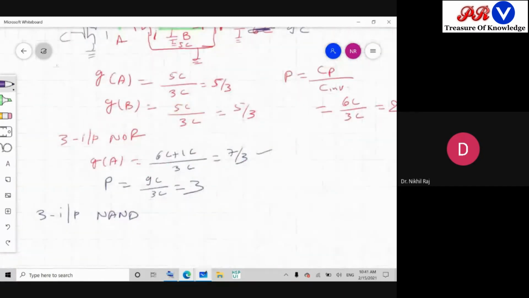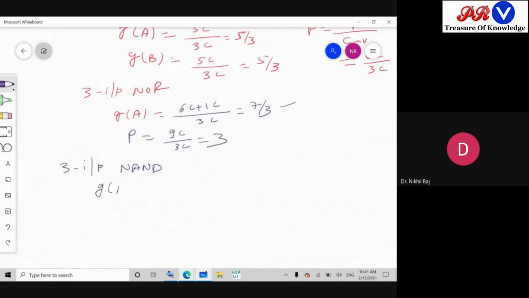So for 3 inputs, how much will G of A be? From the top comes 3, from the bottom 3C, from the top 2C, divided by total 3C. So how much do you get? 5 by 3. And what about the CP value? What should be the value here?